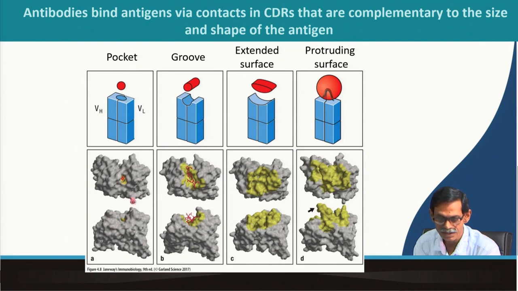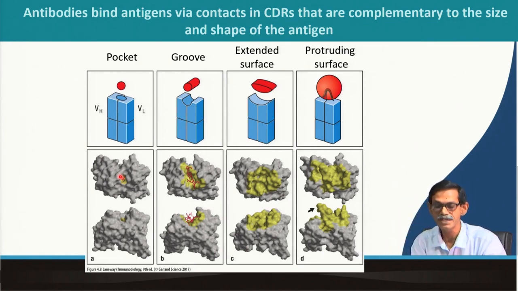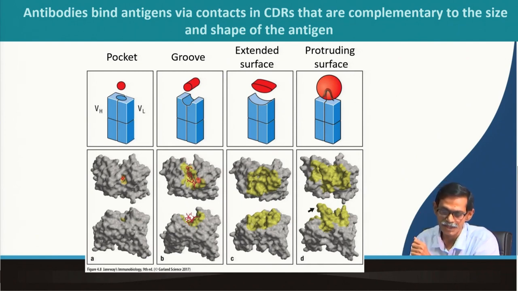So, this heavy chain and light chain make a small pocket where something can fit. Okay, if this is the pocket, something can fit. Or it can be a groove. You can see it is very simple, it can be a groove where something can fit. Same way, this is again a crystal structure with the antigen, and the yellow marked region is the surface of the antibody where the antigen is interacting. It may be an extended surface like this, so a big area of the antibody is interacting with the antigen.